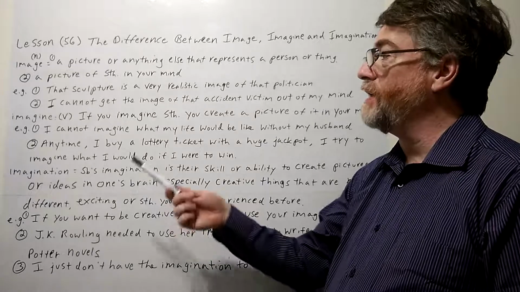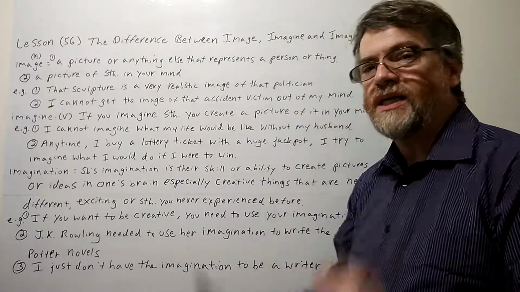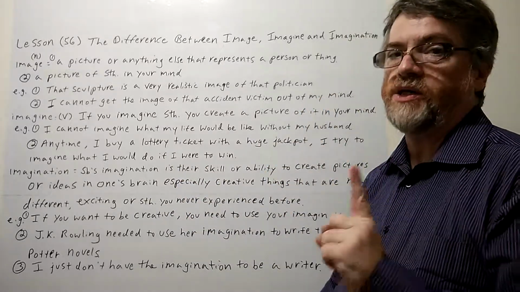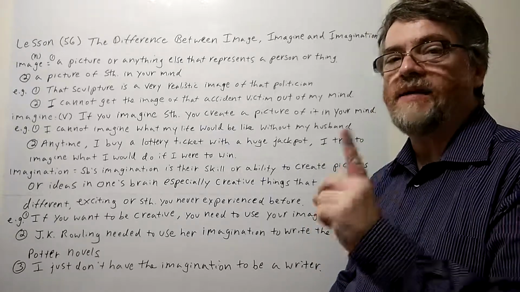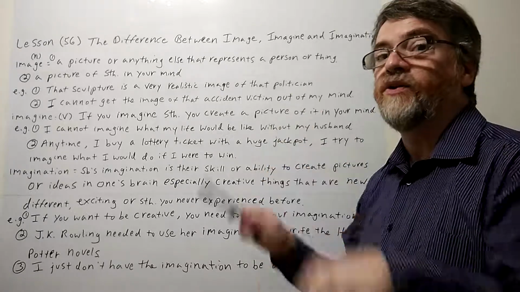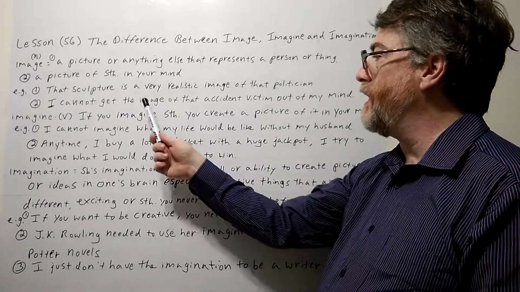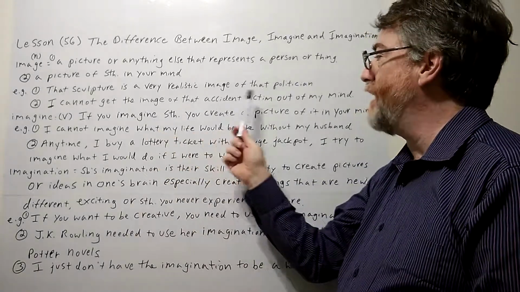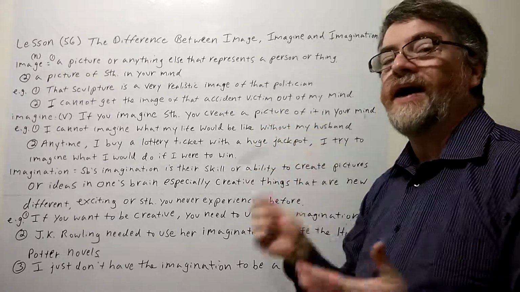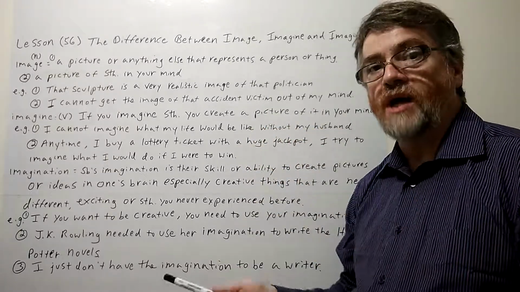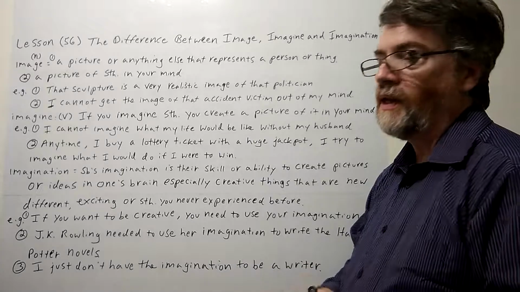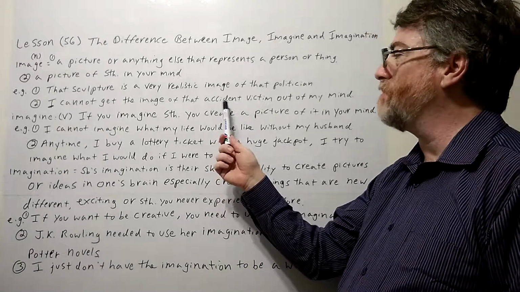The second one is really like the picture in your mind. It's an individual picture in your mind, and that's also important when you say an image. An image is like a still photo in your mind. You should think about it that way. I cannot get the image of that accident victim out of my mind. It could be something shocking, or something very beautiful too, but here it's probably shocking.